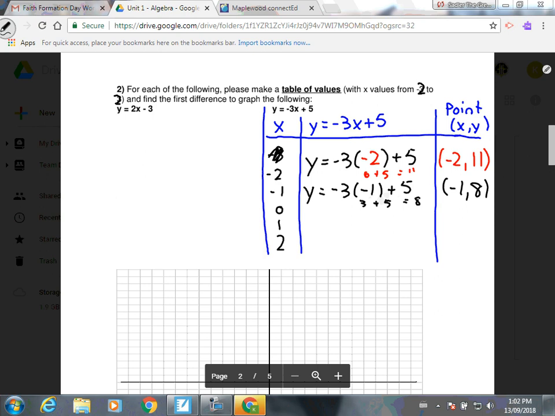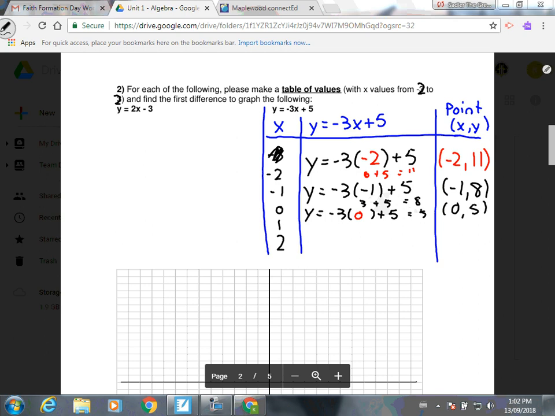Mason, I'm going to keep picking on you because it's your birthday. Mason, can you do the next one from 0, please? Y equals -3 times 0 plus 5. Hey Mason, I'm going to make your brain work today. -3 times 0 is? 0. Good. Plus 5 is?